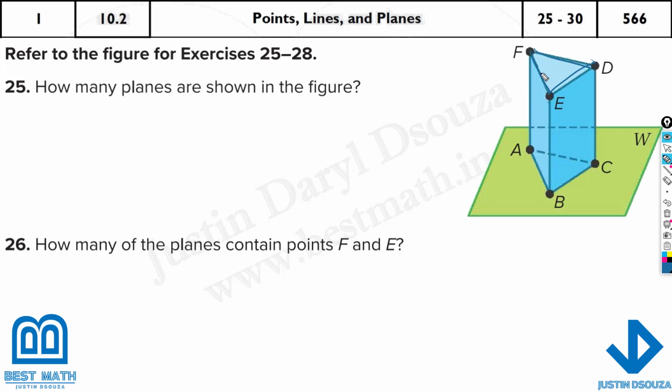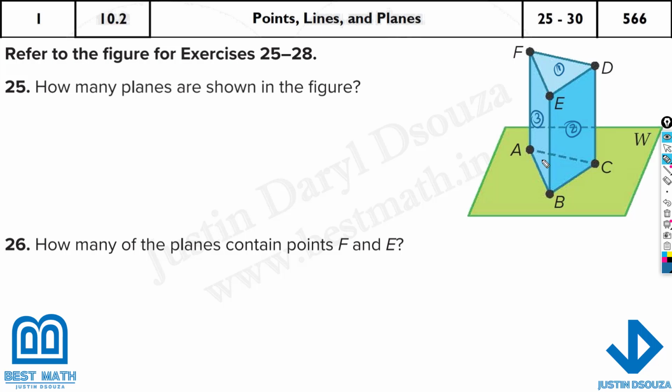You can see this at the top, FED is a triangular plane. So this is a plane. You can see over here BEDC is also a plane. Now similarly, how many planes are there? Let's count. One at the top. You can see DEBC is the second plane over here. At the left side it's FEAB, that's the third plane.